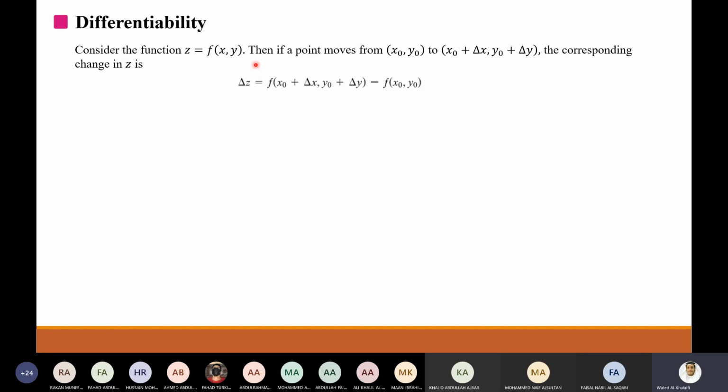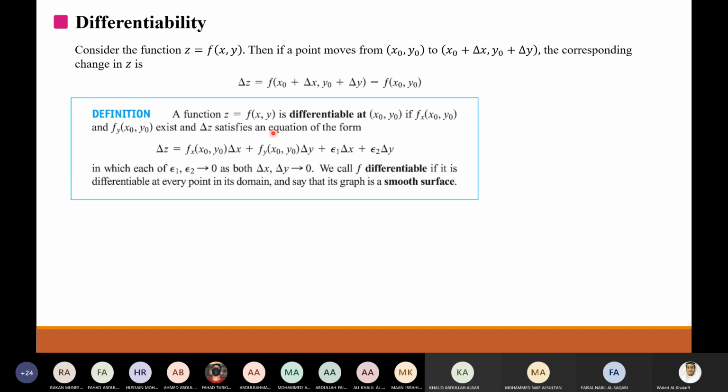Okay, so consider the function z equals f of x and y. Then if a point moves from x0, y0 to x0 plus delta x, y0 plus delta y, the corresponding change in z will be this one: the value of the function at the new point minus the value of the function at the previous point. This gives us the change in z.